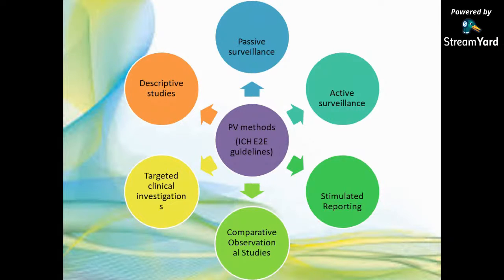So whatever case report received from all these pharmacovigilance methods, like passive, active surveillance or stimulated reporting, should contain these four valid elements: patient information, adverse event information, drug information, and source information. Then and only then are these reports considered to be valid. If any one of this information is missing, you cannot use this case report. So before starting the PV methods, this needs to be understood.